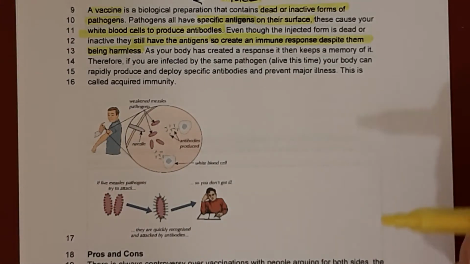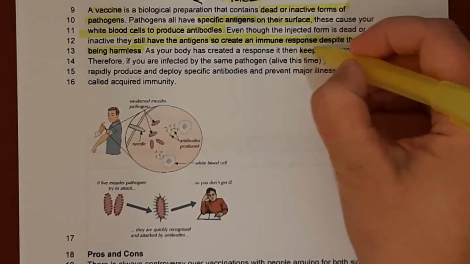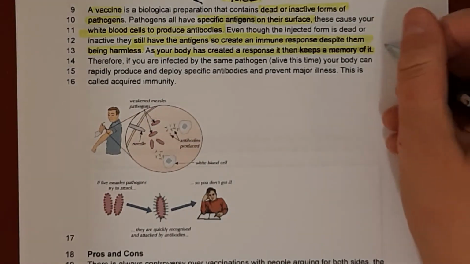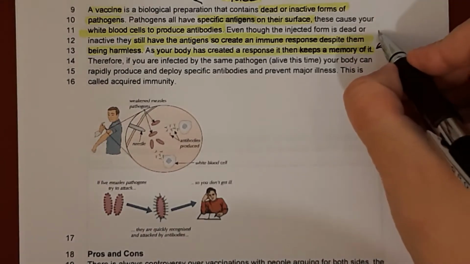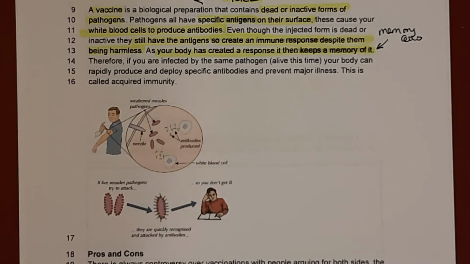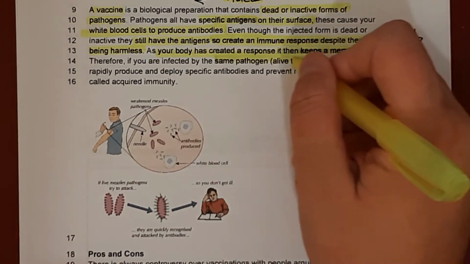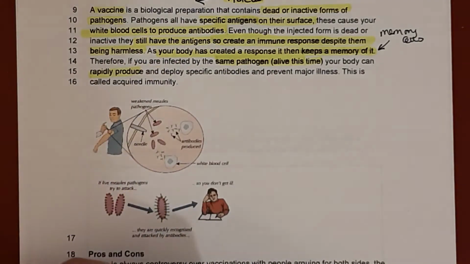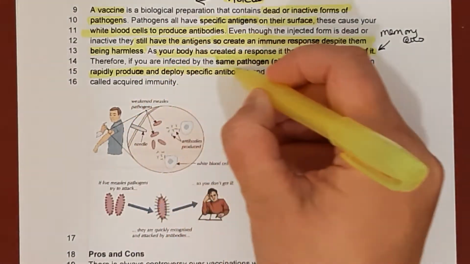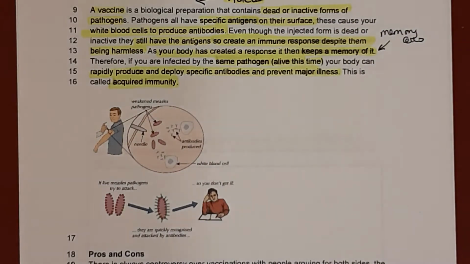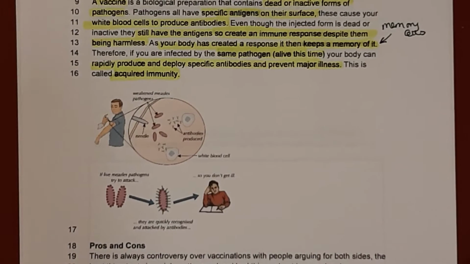So your body then creates a response, which is the antibodies, and then it keeps a memory of that response. That's very important. And we call these memory cells. Therefore, if you are infected by the same pathogen, so a live version this time, your body will be able to rapidly produce, which is what it couldn't do before, and deploy those specific antibodies to prevent a major illness. And we call this acquired immunity. And when we say acquired, it means it's something we have gained ourselves separately.